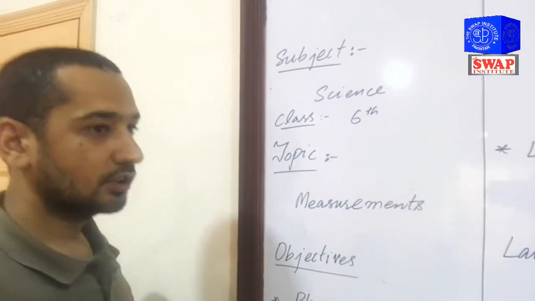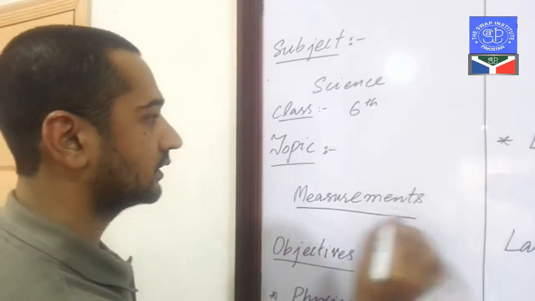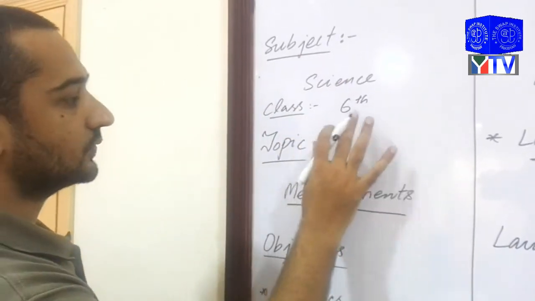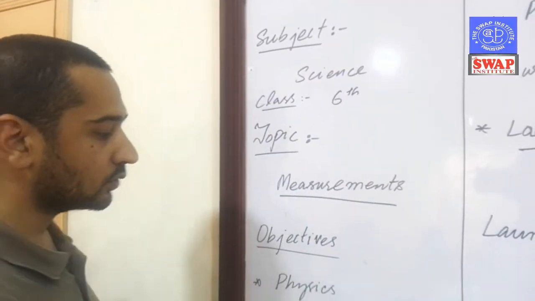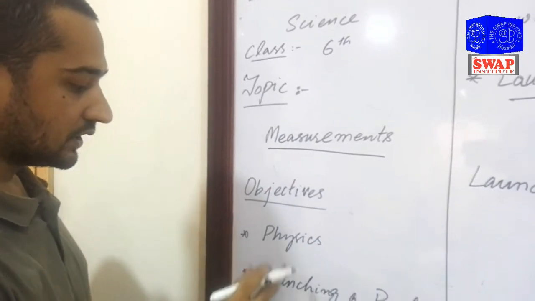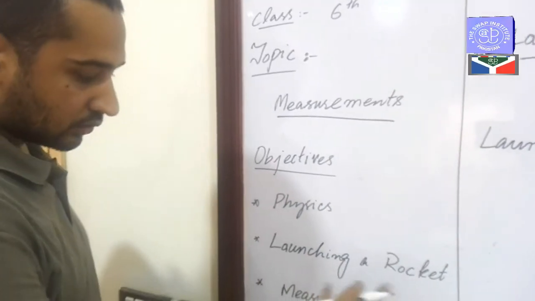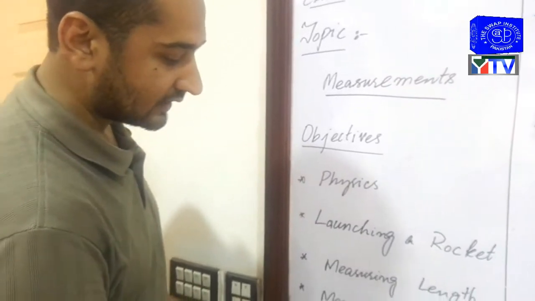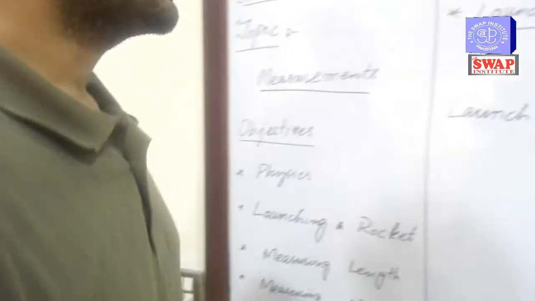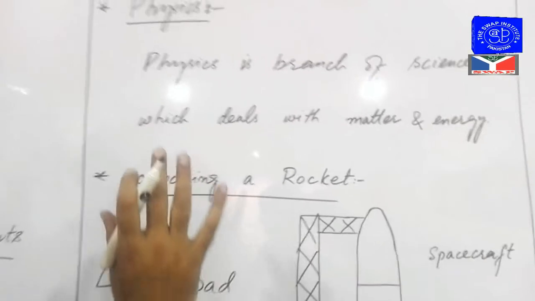Bismillahirrahmanirrahim. Today our topic is measurement. Basically the subject is science for 6th class. The objective of today's lecture is physics, launching a rocket, measuring length, measuring mass and measuring time. First of all, I am going to discuss physics.